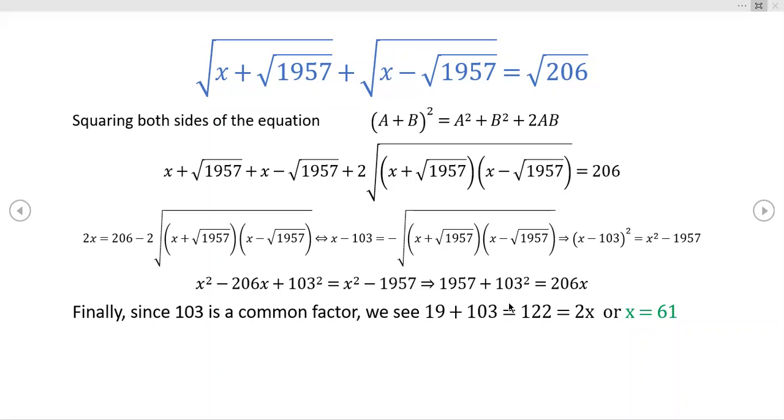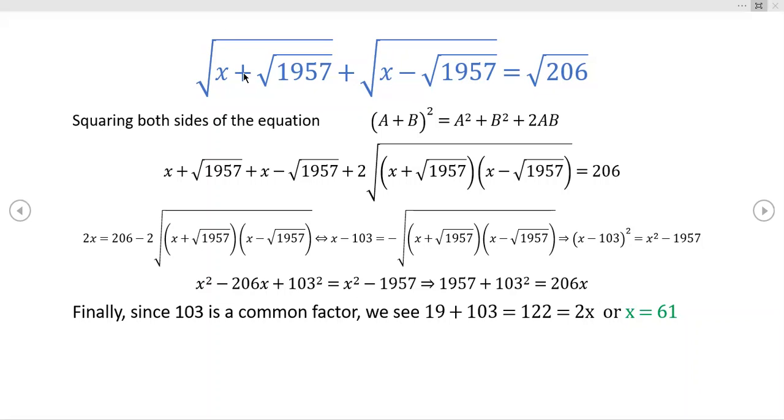Now, something kind of nice happened right here. 103 is a common factor. It's not too hard to see that 103 is a common factor of 1957. 19 times 103 is 1900 plus 57 is 1957. In laws of exponents, divide 103 squared by 103, you get 103. See, it's kind of nice you never had to elevate 103 to the second power. And of course, when you divide through by 103, right here, you get 2x. Finally, you get x equals 61.